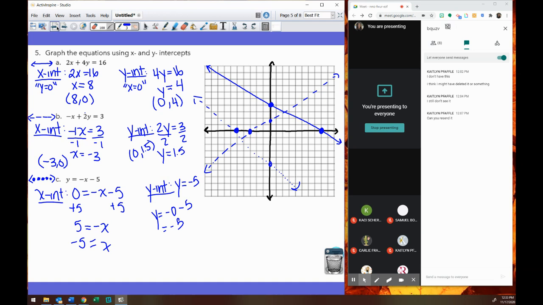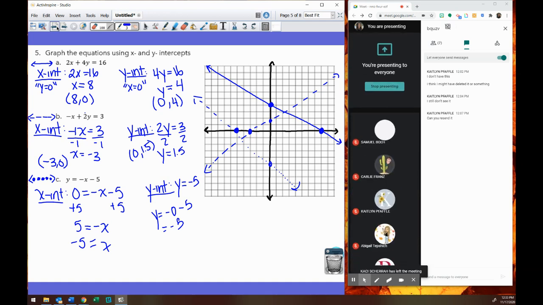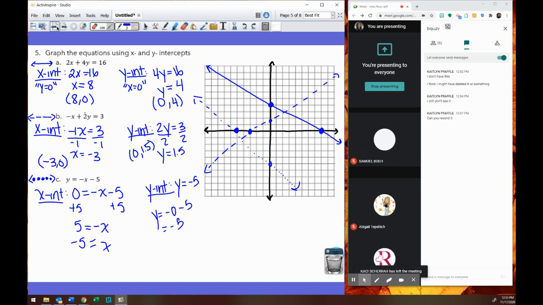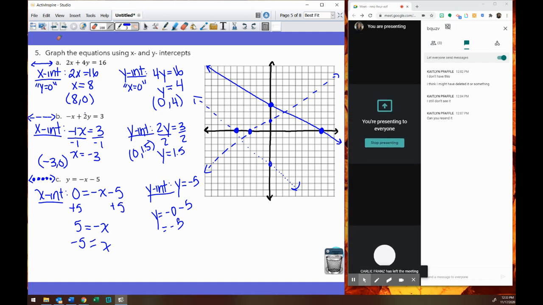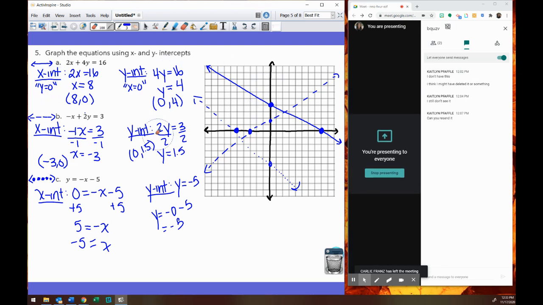This should be like the next section. Well, it jumps to chapter 4. We kind of jump all around. But so this was standard form. Tomorrow you're going to do slope intercept form.